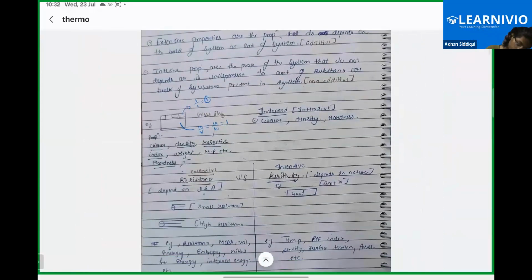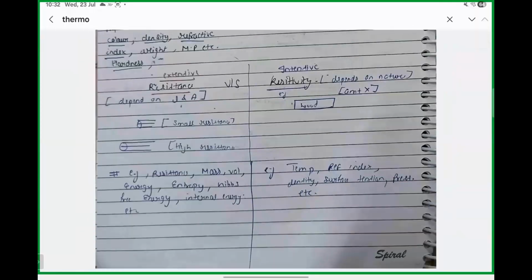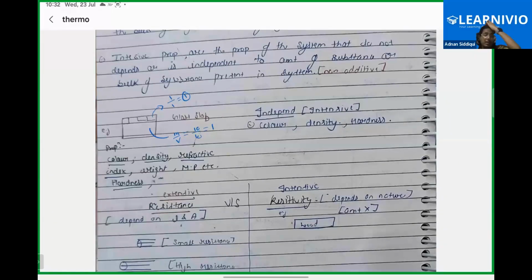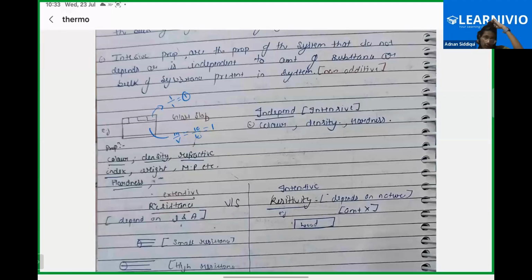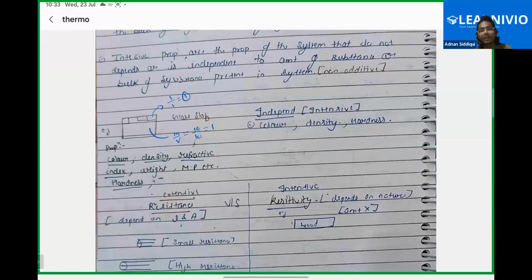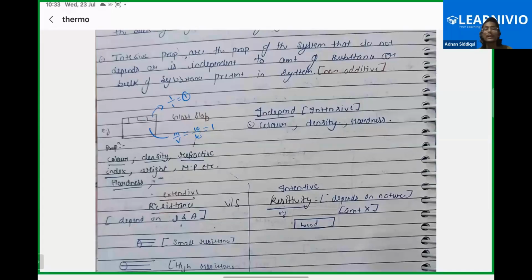Do you need some more examples? What does it depend on, though? It is intensive, but what does it depend on? It does not depend on the bulk. If you have a glass slab, you took a small piece out of it and you checked its density, the density of your small piece and the density of the whole thing is the same.